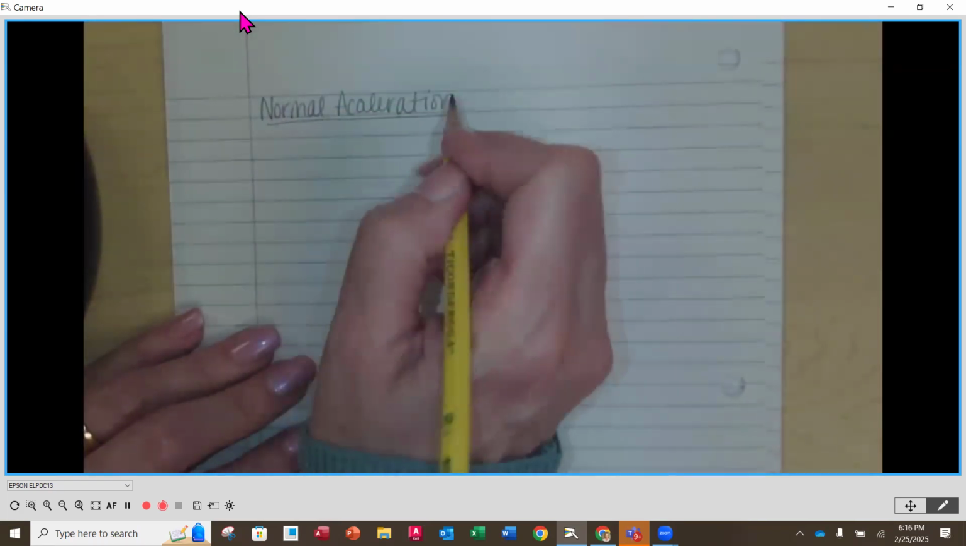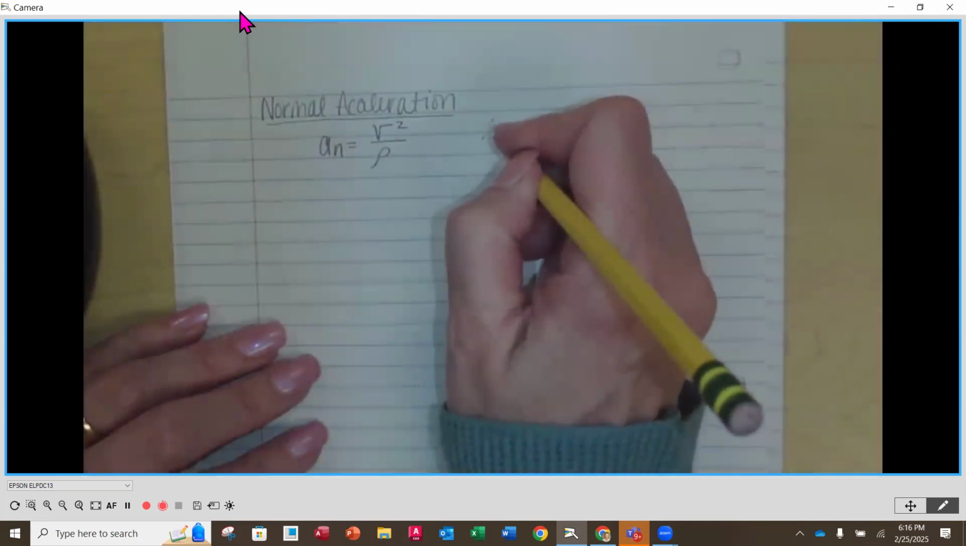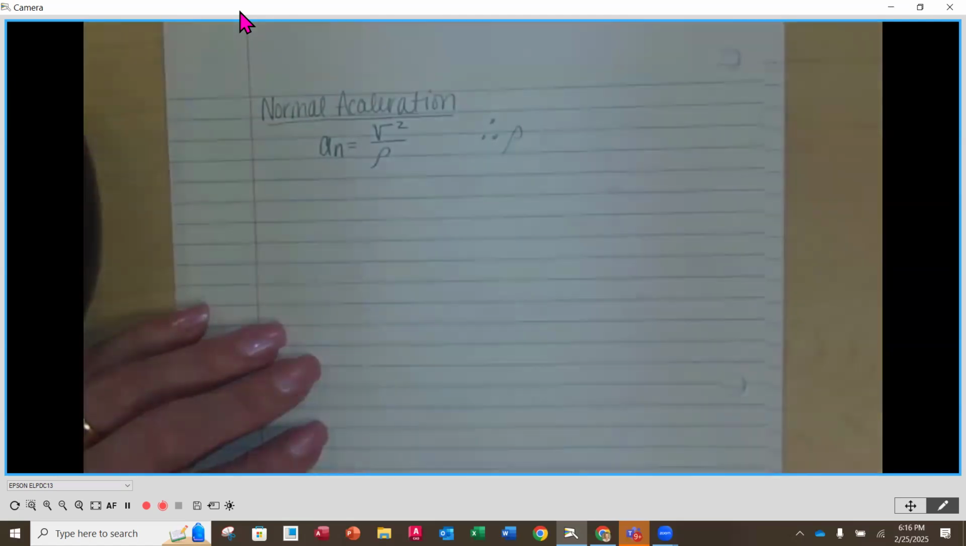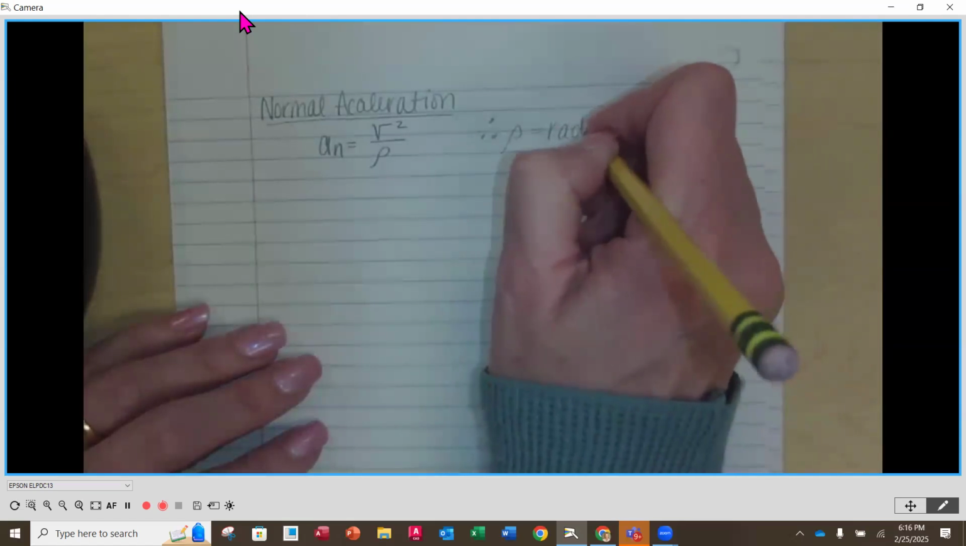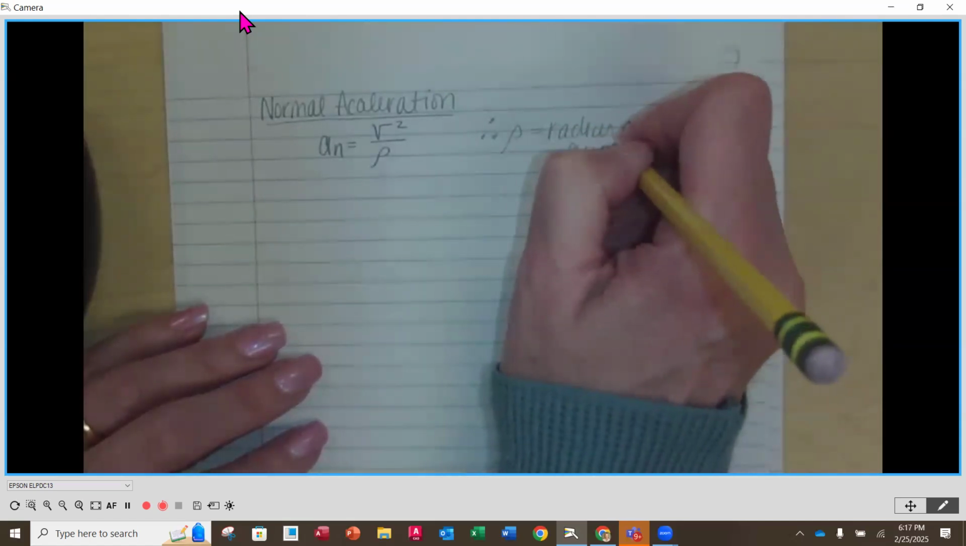So the next one is going to be normal acceleration. Now, the reason I'm putting this one here is just because it comes up when we do our roller coaster problems. The normal acceleration is going to be equal to velocity squared divided by the radius of curvature, okay? And is that rho? Is that what you said, James? Rho, that's rho. I always think it's phi, but rho is going to be that radius of curvature of the curve.